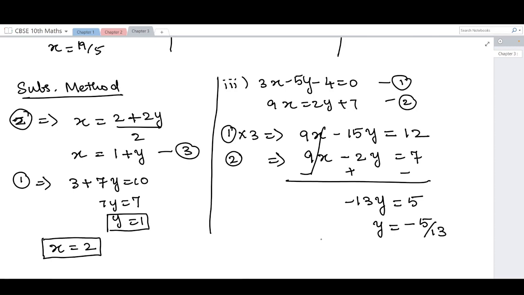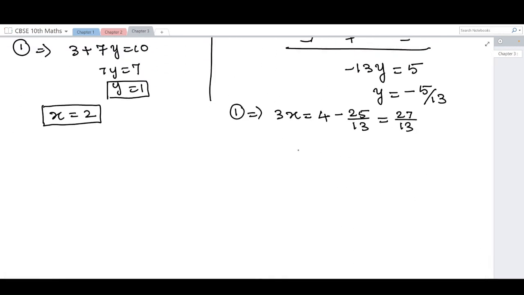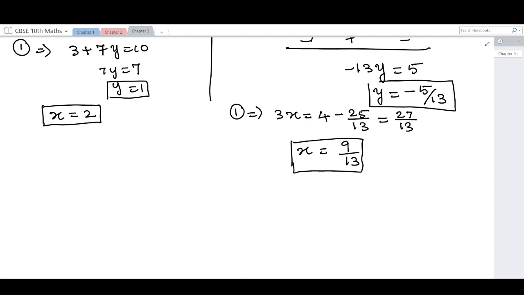If you substitute this in the first or second equation, you will get the x value. So let me substitute in the first equation. We will get 3x equal to 4 plus 5y. If you substitute y, you will get minus 25 by 13, which is equal to 52 minus 25, that is 27 by 13. If I rewrite this, I will get x equal to 9 by 13. So this is the x value and the y value is minus 5 by 13.